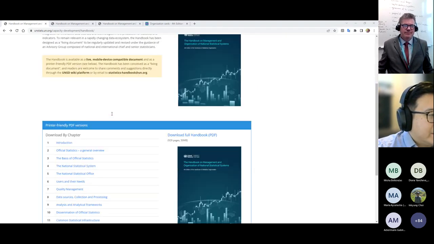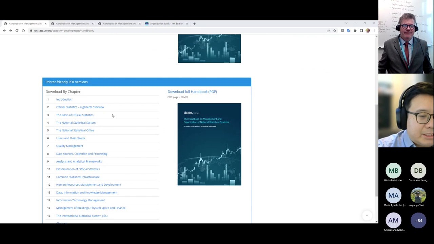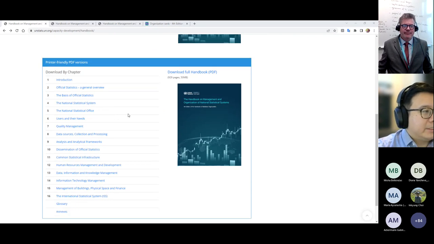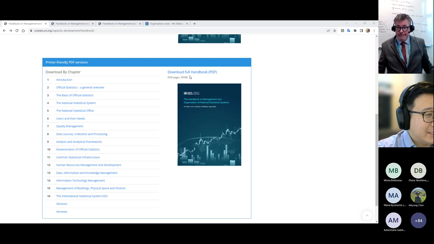Here, I'll just touch quickly on the printer-friendly PDF versions that Gabriel mentioned earlier. We have them available by individual chapter and as the full handbook. But as Gabriel mentioned, this is a beefy handbook. It has 930 pages. It's 50 megabytes. And as you saw from the last slide, all of it is not applicable to every user group.